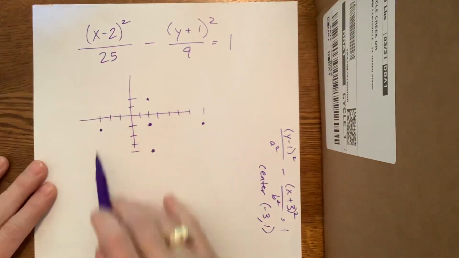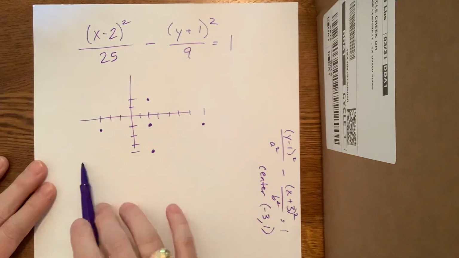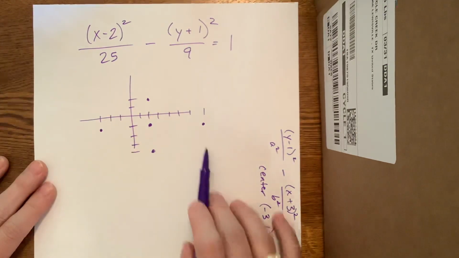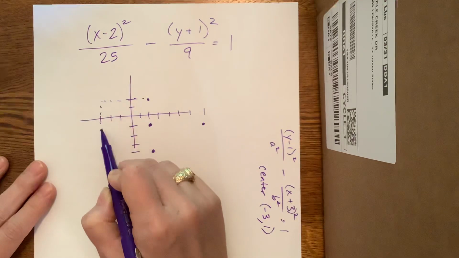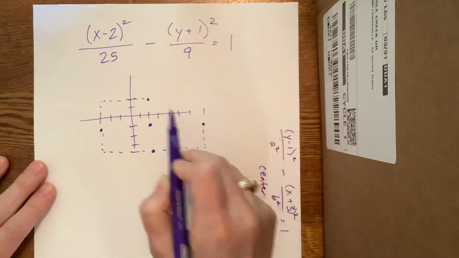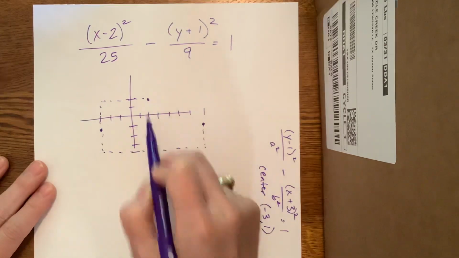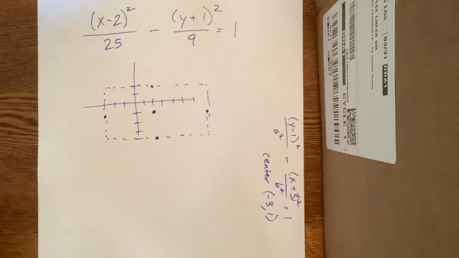One side of the box is going to be x equals negative 3, and then one side of the box is y equals negative 4, and then we've got this side. So this box comes out to all of these little vertices. Those two are vertices, these two are co-vertices, and these are the corners. Does that make sense?